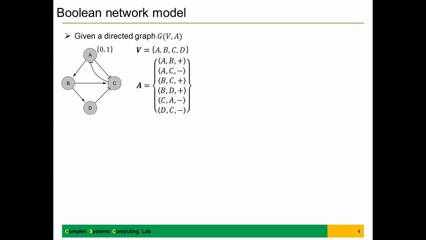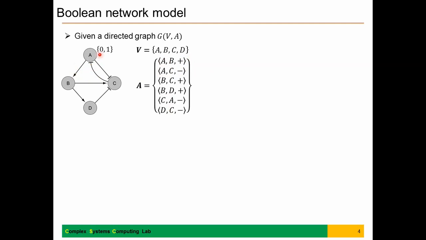Firstly, we introduce the Boolean network model. Given a directed graph, V is a set of nodes. For example, in this case, we have four nodes A, B, C, D, and E is a set of interactions. In this case, we have six interactions. The plus sign means positive or activation interaction, denoted by an arrow head, and the minus sign means negative or inhibition interaction, denoted by a bar head here.